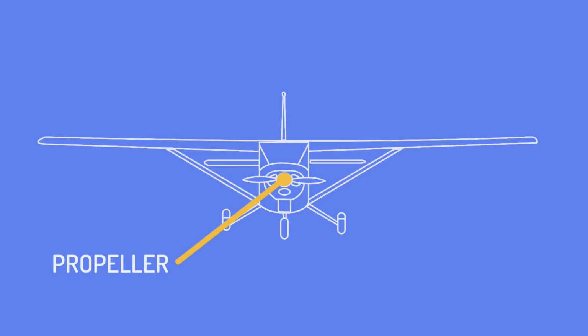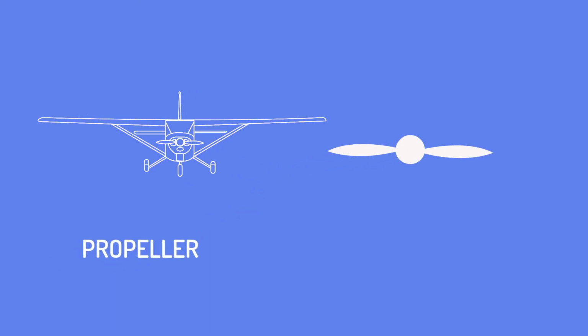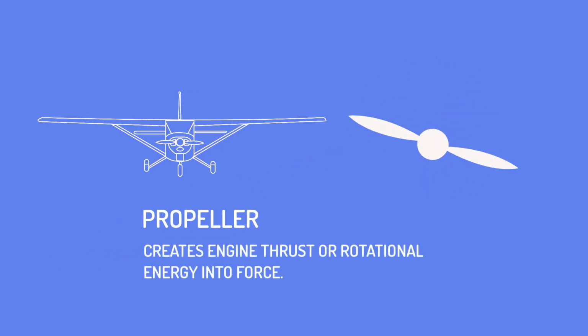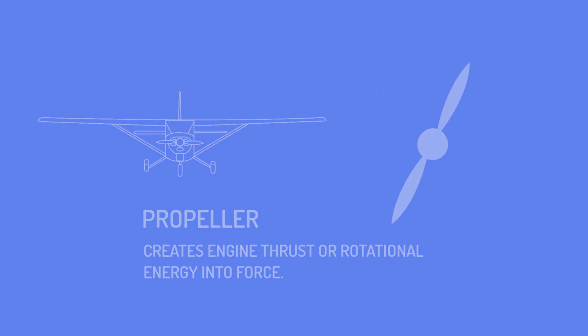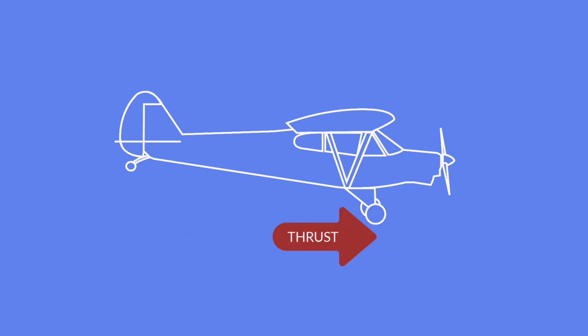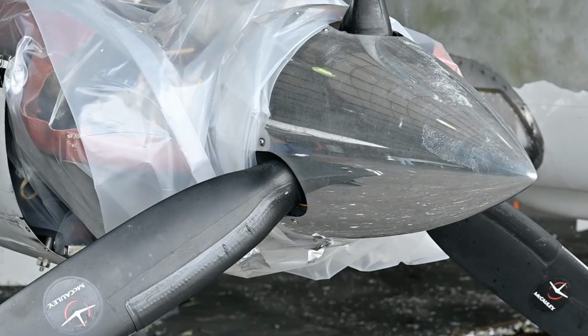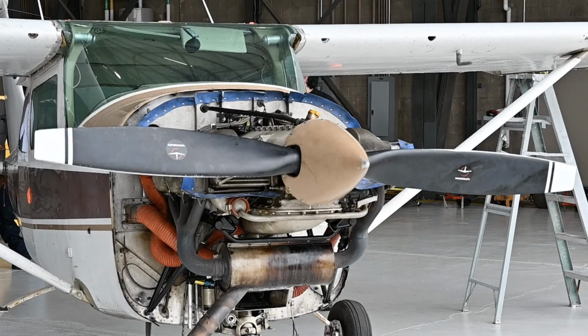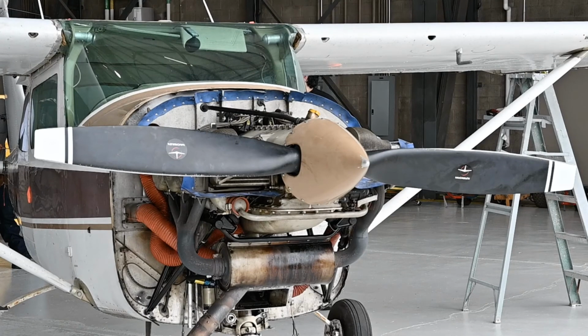A propeller is a piece of aircraft equipment that contains rotating blades, converting engine thrust or rotational energy into force. It is this force that propels the airplane forward, or perpendicular to its plane of rotation. Most traditional propellers will have 2 or more blades. Propeller blades are spaced evenly around the hub. They are available in either fixed pitch or variable pitch configurations.